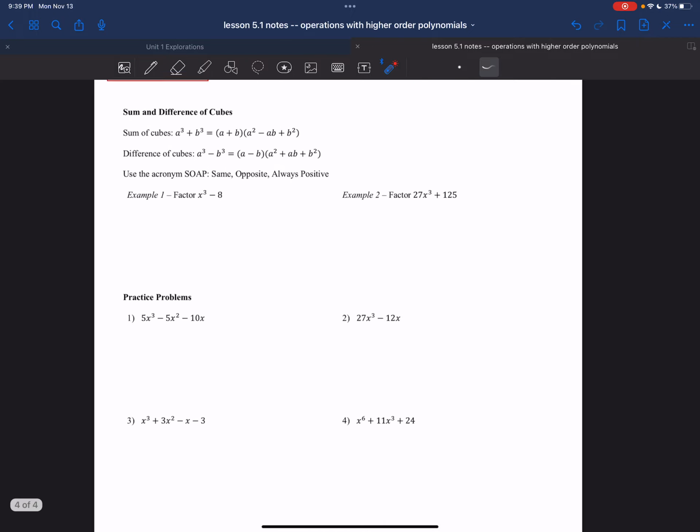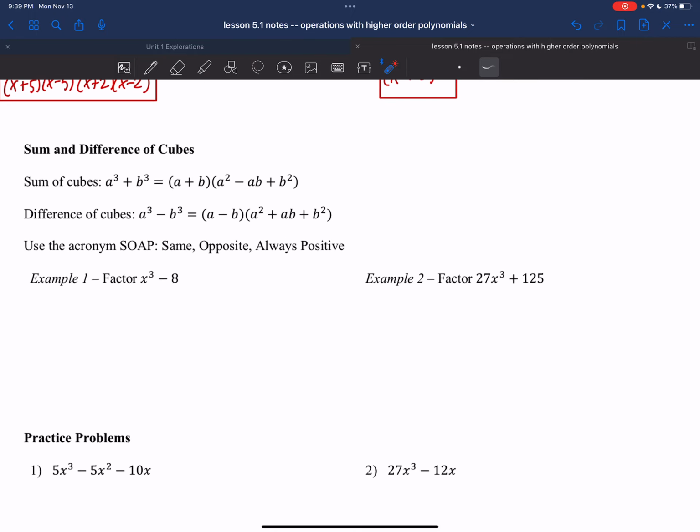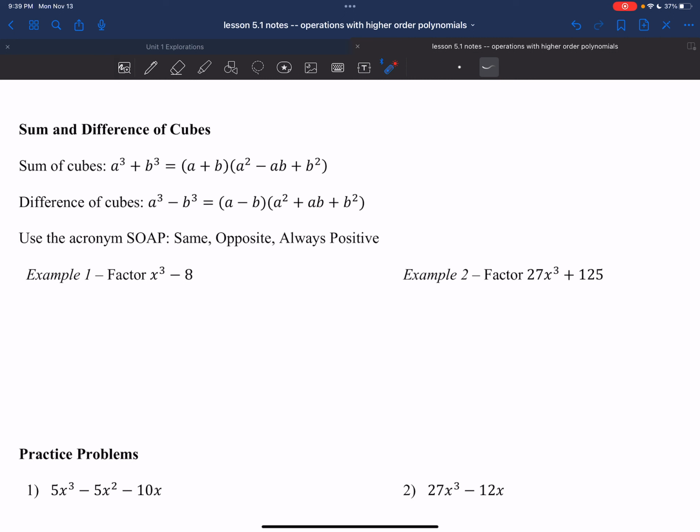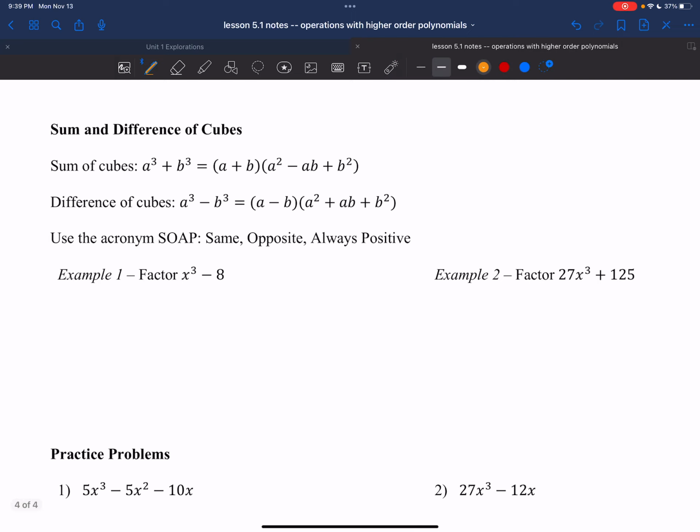Alrighty, last one to talk about is sum and difference of cubes. So this is another identity. This is just one of those things you memorize. I'm just going to say, hey, you need to memorize this. I'm not going to give you this on the test. You have to know it, okay? It will pop up in calculus. Oh, it does. It always pops up when you don't want it to. But as long as you can recognize it, that's good.